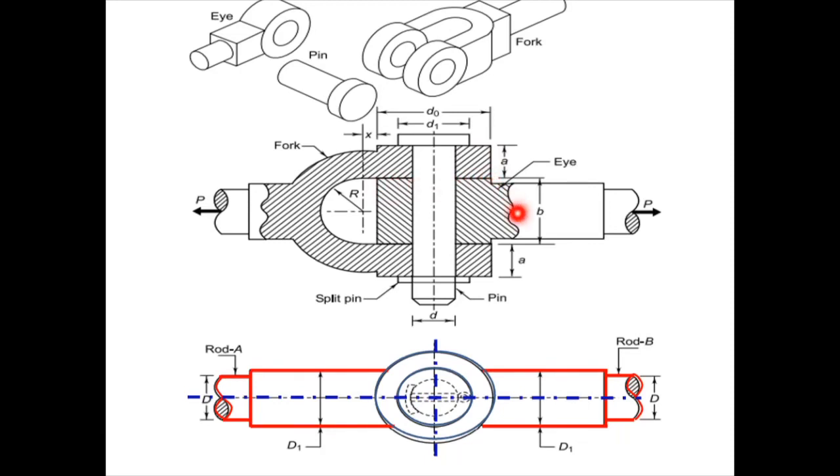Try to understand. Then b is the thickness of the eye, small a is the eye thickness of the fork, and small a again here at the bottom. So you can say it's the fork thickness at the upper eye, the fork thickness at the lower eye, that is small a, and here it's b. That means the fork consists of two eyes. Try to understand. This is about the nomenclature.